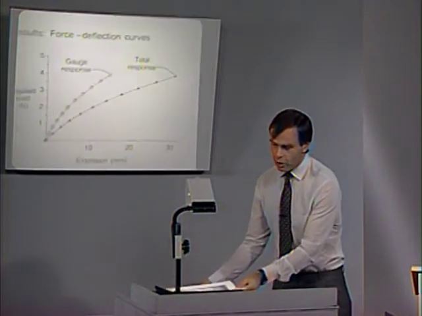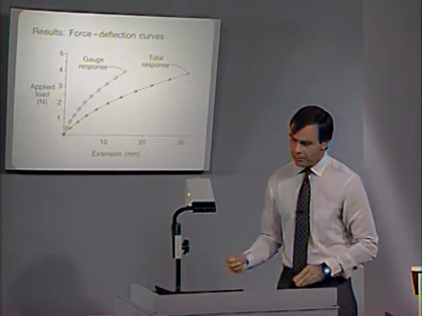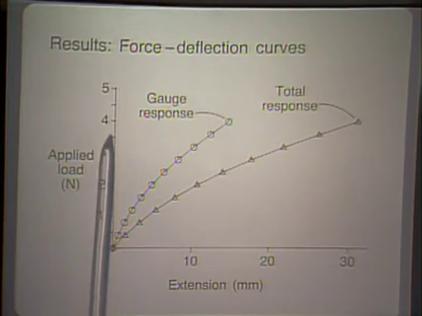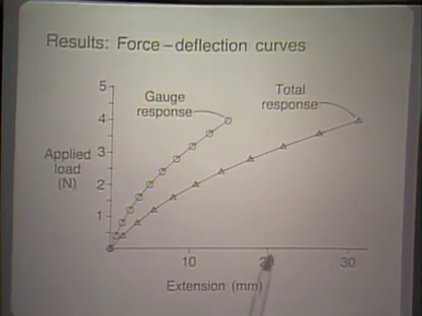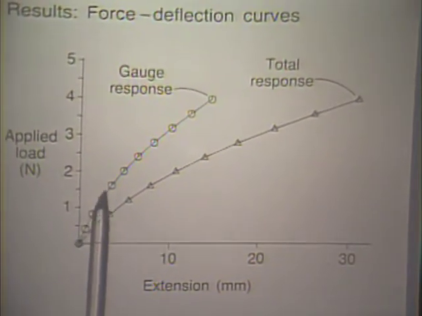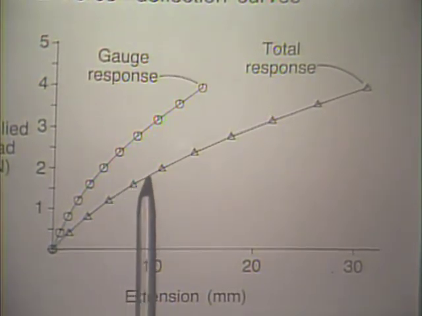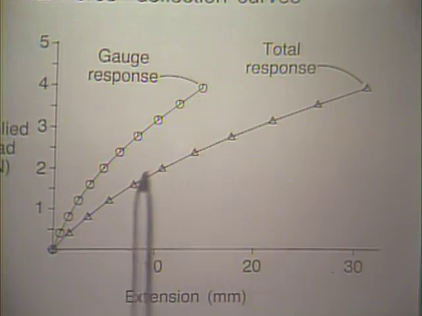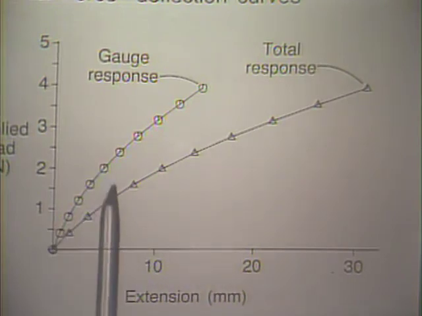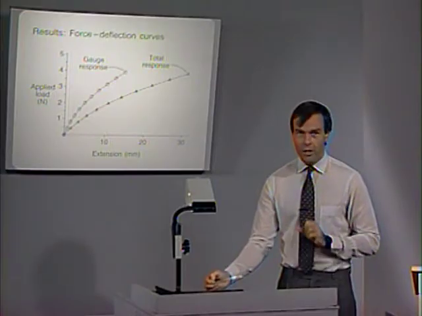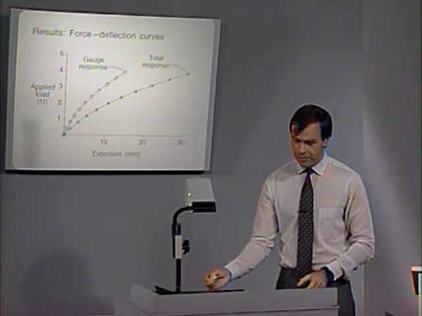This view graph now shows the calculated response. The applied load is given here, the extension is given here. This is the gauge response, and that curve gives us the total response. Of course, it is quite nonlinear because the material is a nonlinear elastic material.